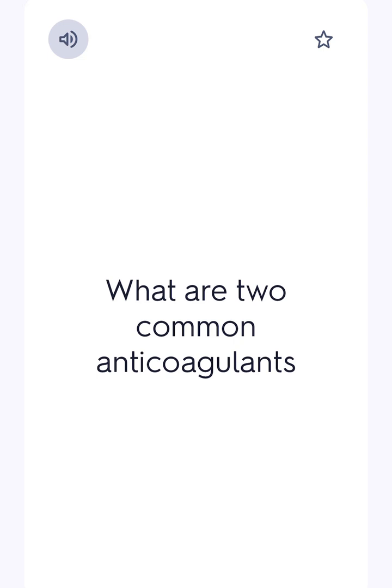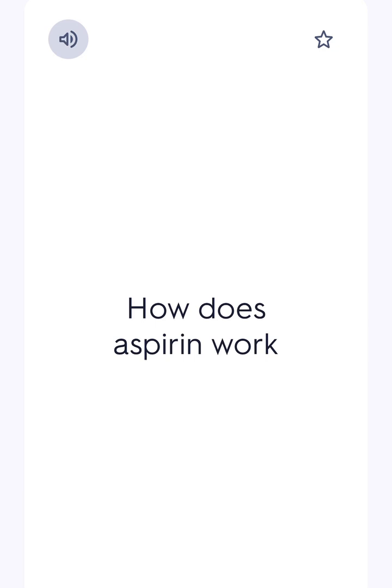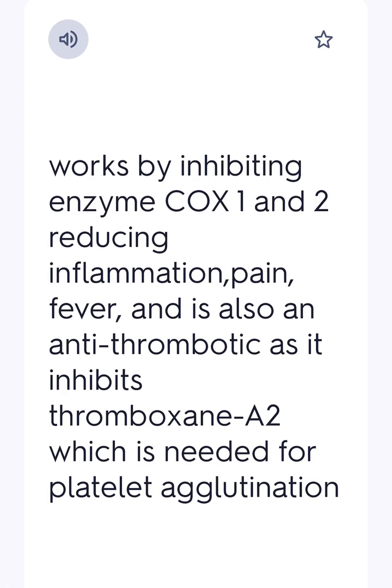What are 2 common anticoagulants? Warfarin and heparin. How does aspirin work? Works by inhibiting enzyme COX-1 and 2, reducing inflammation, pain, fever, and is also an antithrombotic as it inhibits thromboxane A2, which is needed for platelet agglutination.